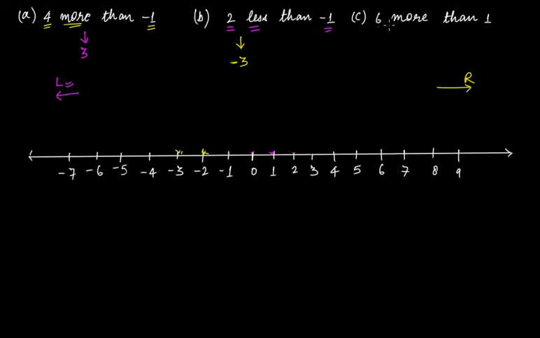It is 6 more means towards the right direction than 1. This tells you your current position. You are at 1. You have to move towards the right. By how many values? By 6 values. So jump. First move, second move, third move, fourth move, fifth move, and sixth move. This is your final landing. Therefore, the answer for this one will be 7.